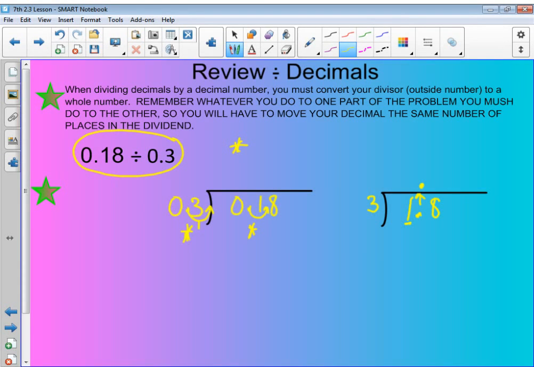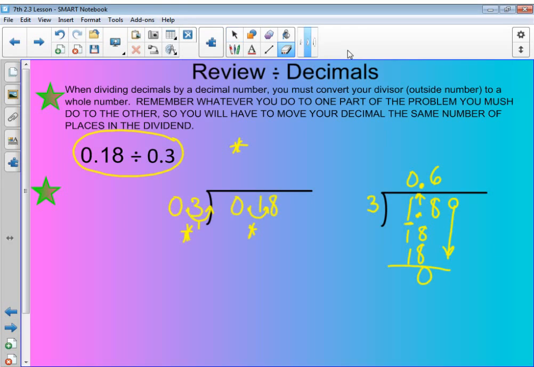Can 3 go into 1? No. So I'm going to put a 0. And now I'm going to think of this as 18. How many times will 3 go into 18? That would be 6 times. 6 times 3 is 18. I have 0 left over, so I'm done. If that had been a different number where we ended up with a remainder, then we would continue to add zeros and bring them down until we would get a number that keeps repeating itself or a terminating decimal number. So let's try another one of those.